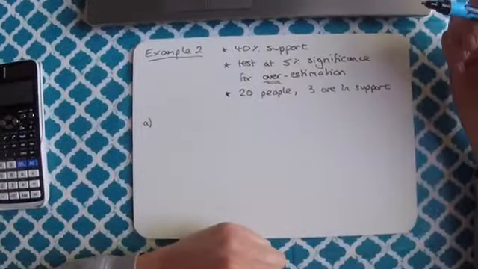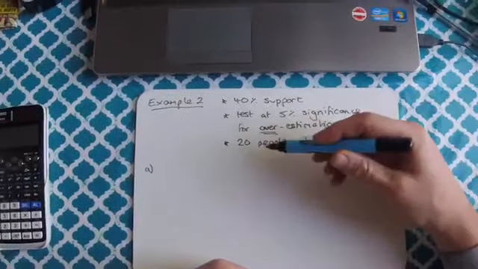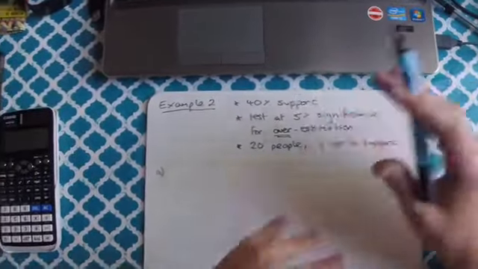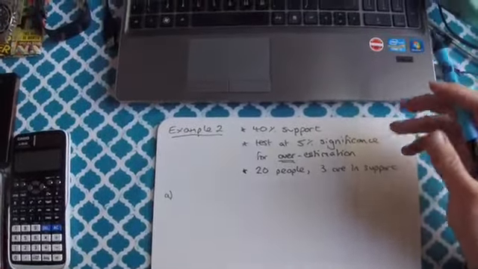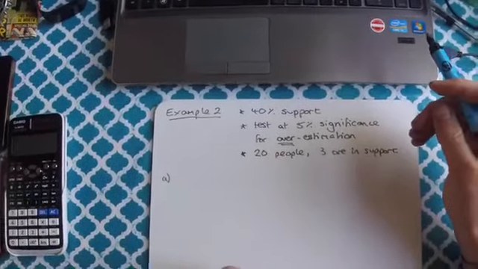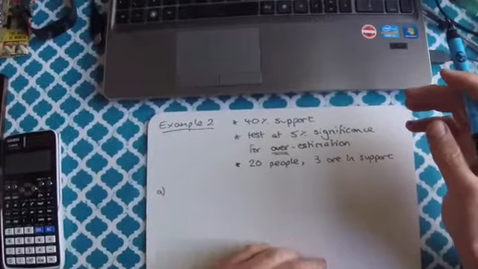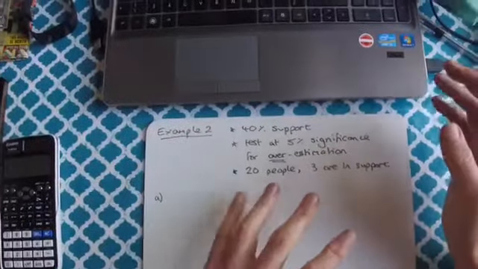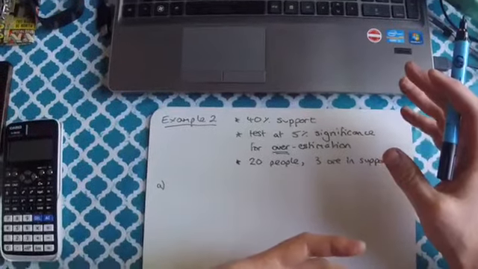Now, what we can't do is just say, well, 3 is less than 40% of 20, so therefore it's nonsense, because we've got to allow for some sample variation. So essentially what we're saying is that it could still be 40%, even if only 3 out of those 20 are in support, because we've only tested 20 people.